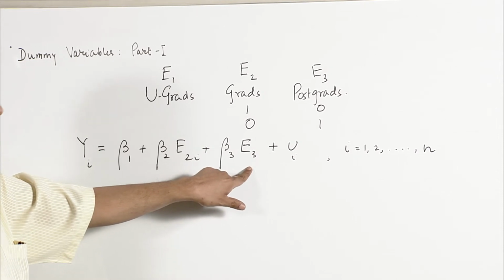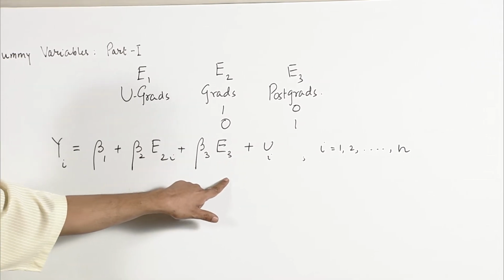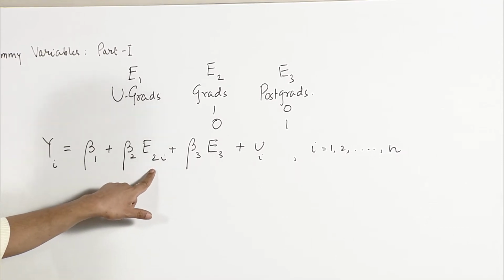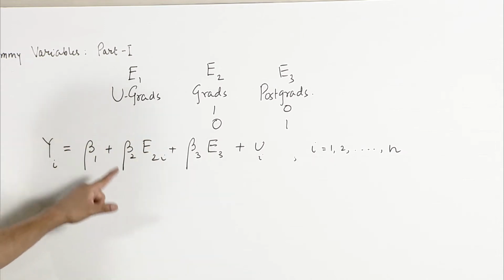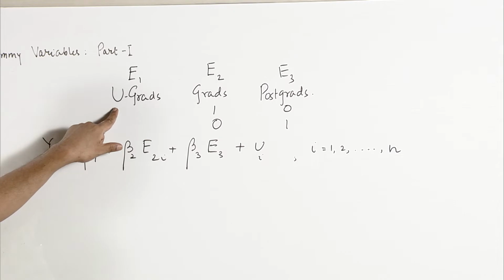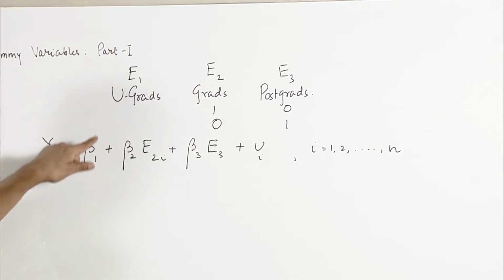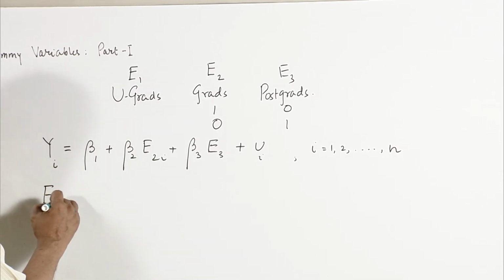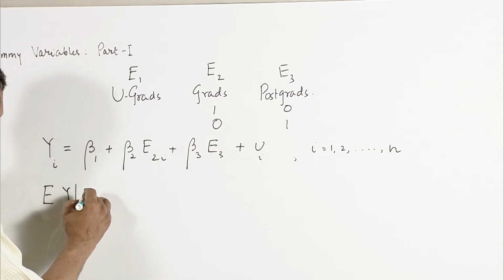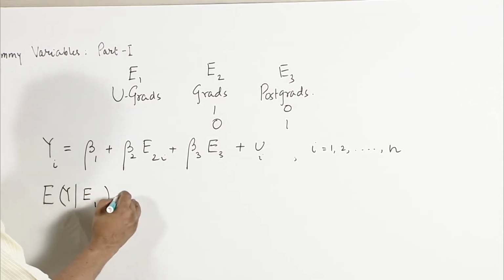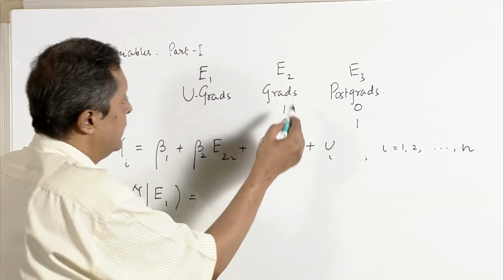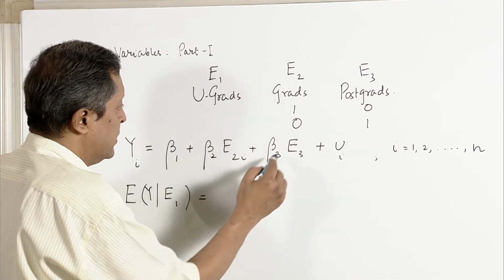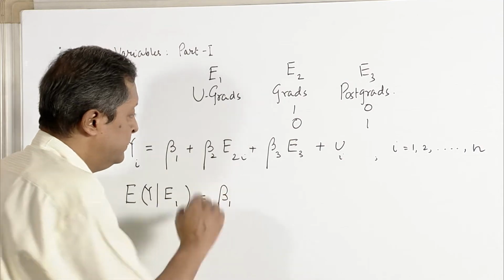So, E3 is 1 if it is a postgraduate case, otherwise 0, and E2 is 1 if it is a graduate, otherwise 0. Now let us take a look at what the implication of this model is. Remember, implicit in the model is a category E1 of undergraduates, which is not explicitly shown in the model. So, the expected salary, given that the person is an undergraduate, means both of these are 0. If the person is an undergraduate, then neither a graduate nor a postgraduate, so both are 0. So, that is equal to beta 1.